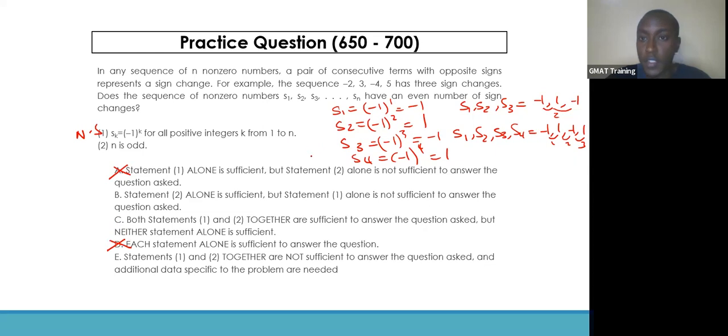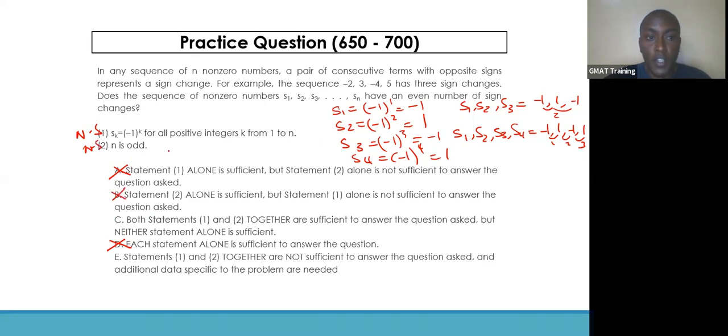And how can this help? Since that's only what we know, that S1, S2, S3, all the way to Sn, we have n equal to odd. We don't have the actual formation or the sequence itself. This is also not sufficient, and we'll have B out.